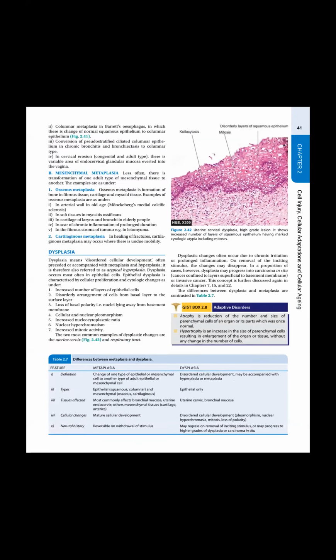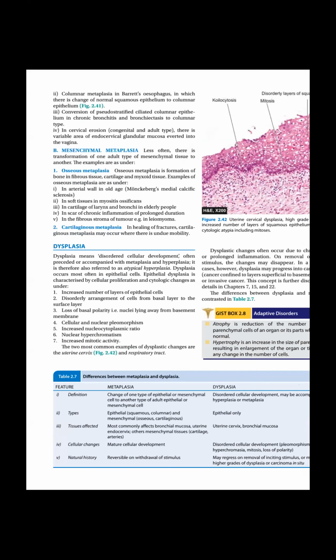The other is mesenchymal metaplasia. This is less often seen, and it is a transformation of one adult type of mesenchymal cell into another. The examples are mostly seen in the arterial wall in old age, the cartilage of the larynx and bronchi in elderly people, and in scars of chronic inflammation of prolonged duration in a fibrous region.